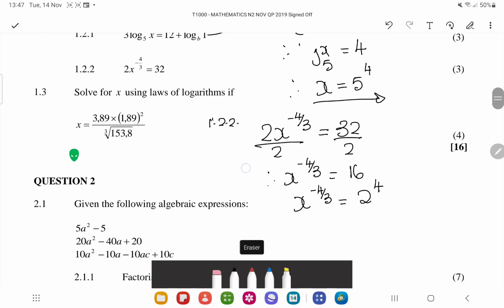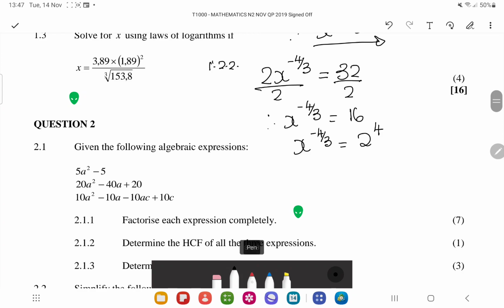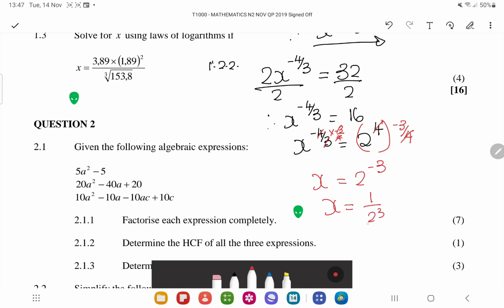Then when we get to this stage, we make sure that we multiply everything by -3/4 to get rid of that -4/3. Then these will cancel, and that will cancel. Then we have x equal to 2 to the power of -3. Then x is equal to 1 over 2^3, which is equal to 1/8. Then you are done. They will give you marks for that. Then we're going to 1.3.